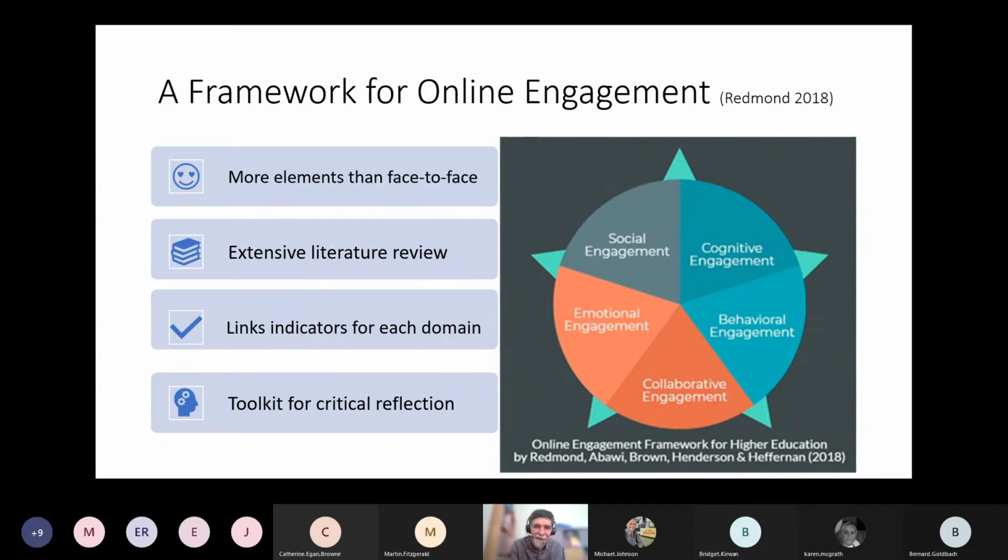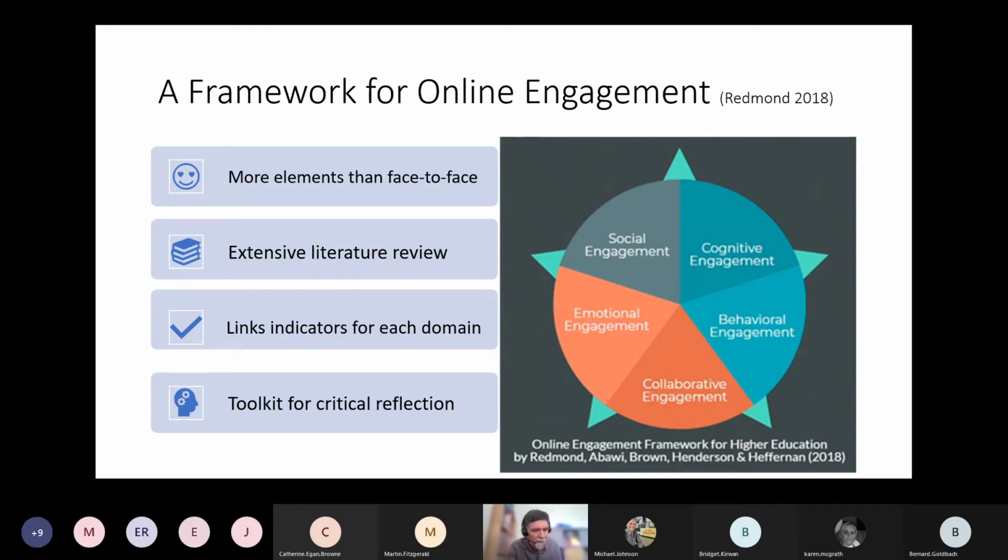So, sorry, I kind of sidetracked myself a little bit there, but looking at Redmond's engagement framework, what Redmond did with her team, there's a number of academics involved in this, they would have done a very, very in-depth trawl of the literature. And what they would have done is come up with this framework where they've broken engagement into 5 different domains. So this is from a very, very extensive literature review. And they come up with 5 different domains: social, cognitive, behavioral, collaborative, and emotional.